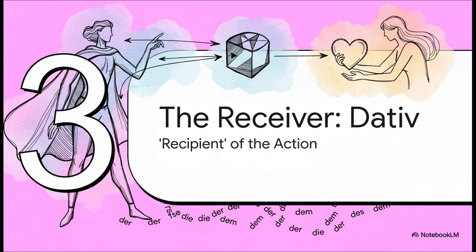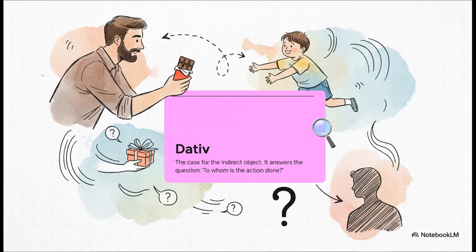But, you know, sometimes there's a third person involved, someone who kind of indirectly receives the action. This is where our third case, the dative, comes into play. The dative case points to the recipient of an action. It's always answering the question, to whom or for whom. So if the father, nominative, gives the chocolate, accusative, the dative is the person who is receiving that chocolate.